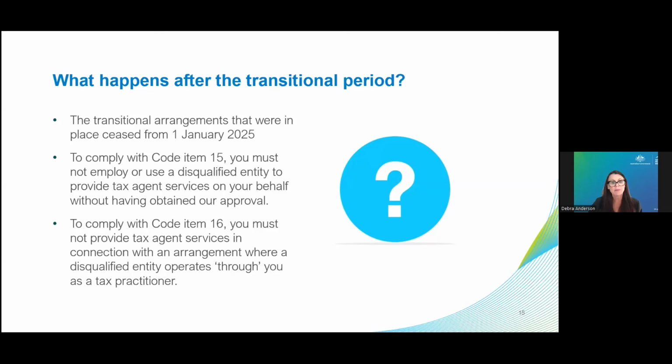So now, to comply with Code Item 15, you must not employ or use a disqualified entity to provide tax or BAS agent services on your behalf without having TPB written approval. To comply with Code Item 16, you must not provide tax agent services in connection with an arrangement where a disqualified entity operates through you as a tax practitioner.